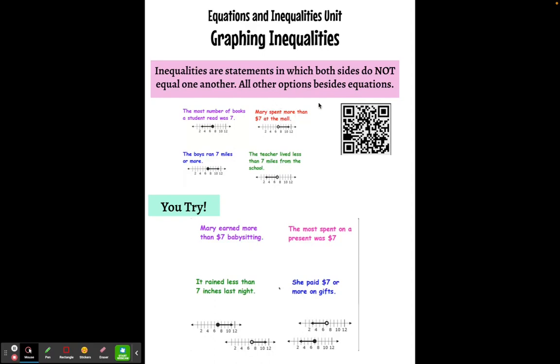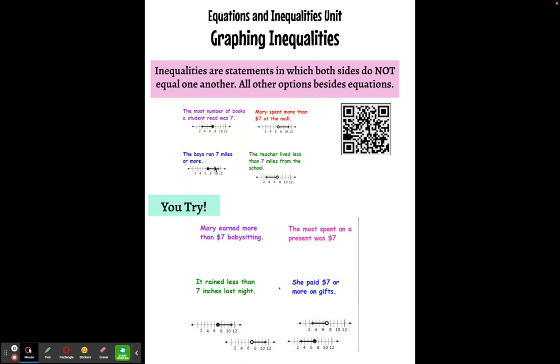Mary spent more than $7 at the mall. So we're not including 7, right? Our circle's not filled in. I don't want to include 7 in my graph because it's any number more than 7. She spent more than that. We don't know how much, but it was definitely more. So this graph would represent more than.